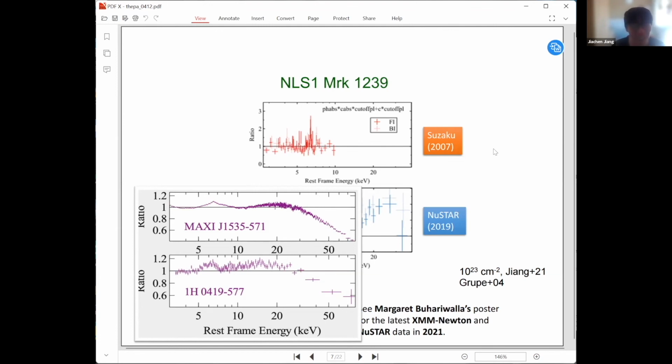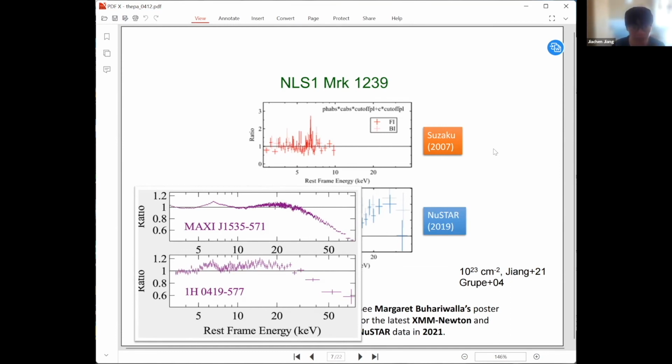Anyway, so these are broad iron lines and Compton humps in the NuSTAR data of black hole X-ray binaries and Seyfert 1 AGN, and they are all part of disk reflection. There were quite a few talks in the past 2 days about disk reflection, so I won't talk too much about it. Anyway, this immediately tells us these narrow iron lines in MRK1239 are not from the innermost accretion region, but much, much further away.